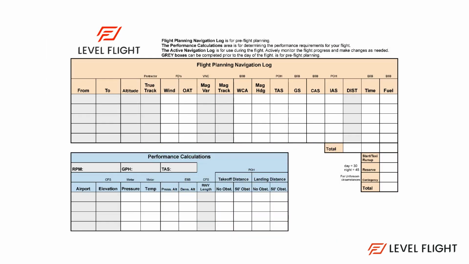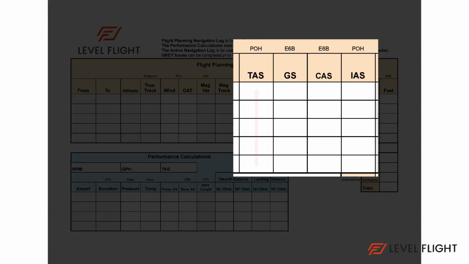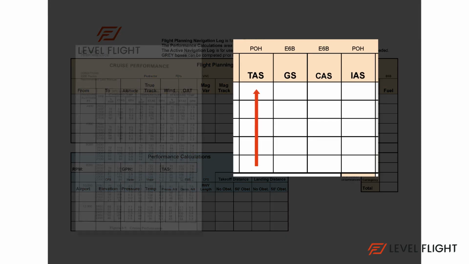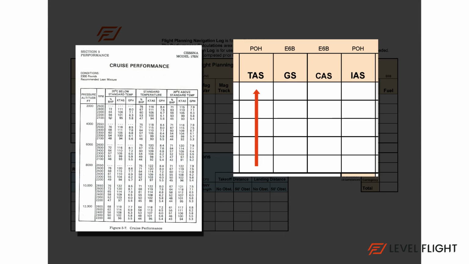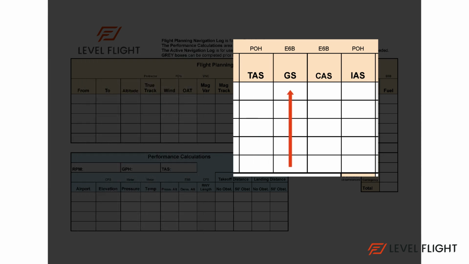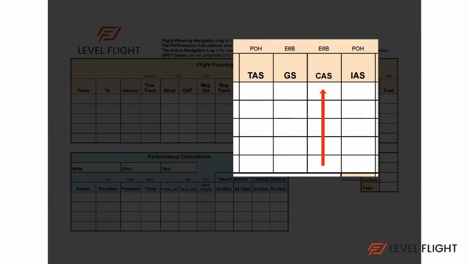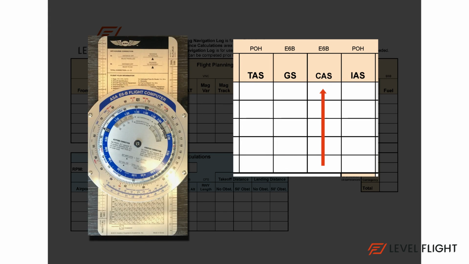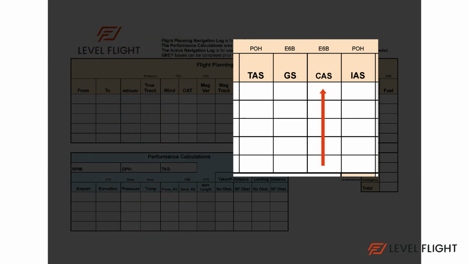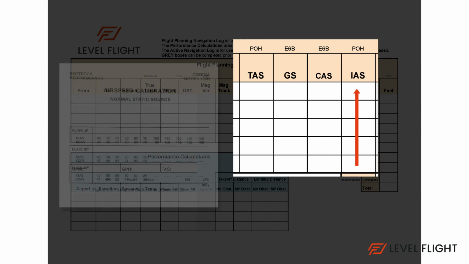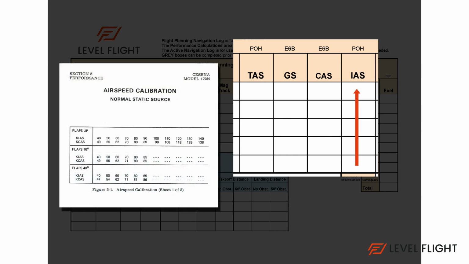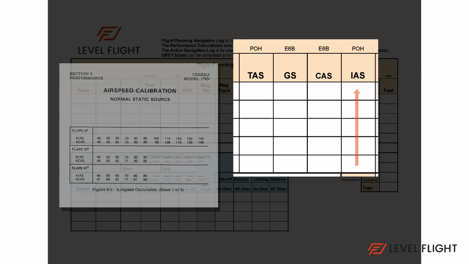Now let's take a look at our speed boxes. Our true airspeed is found in our pilot operating handbook in the cruise performance charts or tables. Ground speed is calculated using the E6B at the same time that you calculate your wind correction angle. Calibrated airspeed is found using the E6B as well by converting true airspeed to calibrated airspeed. And finally, indicated airspeed is found using the pilot operating handbook conversion chart for calibrated airspeed to indicated airspeed.